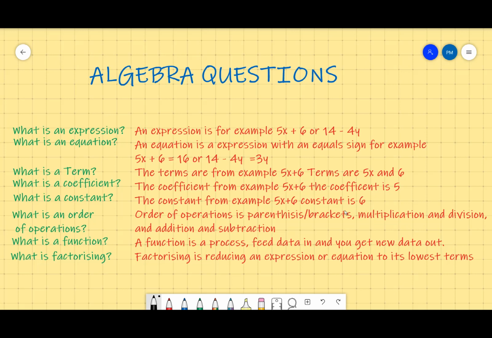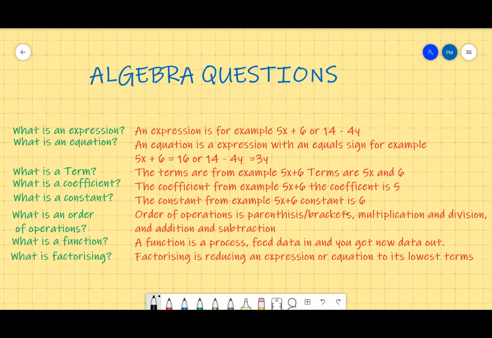Okay, what is a term? The terms are, for example, in 5x plus 6, the terms are 5x and 6. It's all the bits that make up the expression. 5x plus 6, all parts of the expression. And a coefficient is easy. Coefficients go with letters, whether it be A, B, all the way up to Z. The coefficient is 5 because it's 5x in this example. So 5x, coefficient is 5.